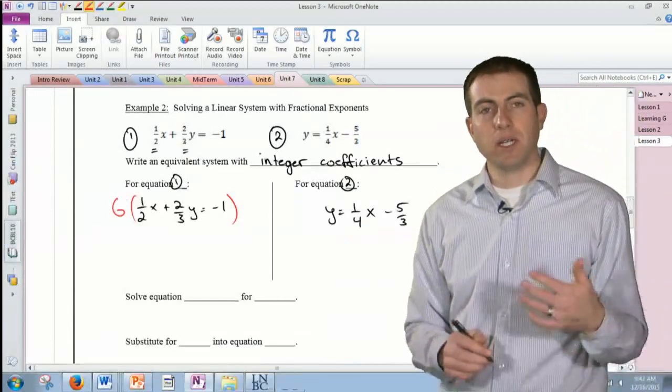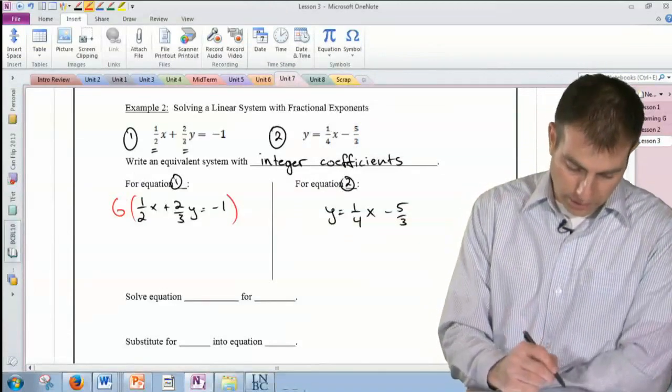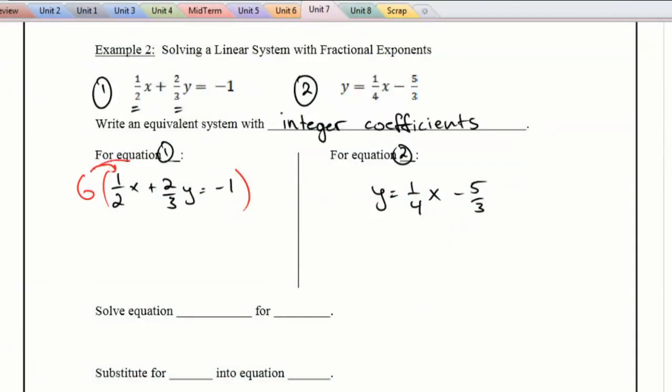So if I multiply everything by 6, that's going to get rid of all of my fractions. So think about this like I said before, we feed the chickens. Everything inside the brackets gets the 6. So 6 times 1 is 6 divided by 2 is going to give me 3x. 6 times 2 is 12 divided by 3 is 4y. And 6 times negative 1 is negative 6. All right, that was the first one.